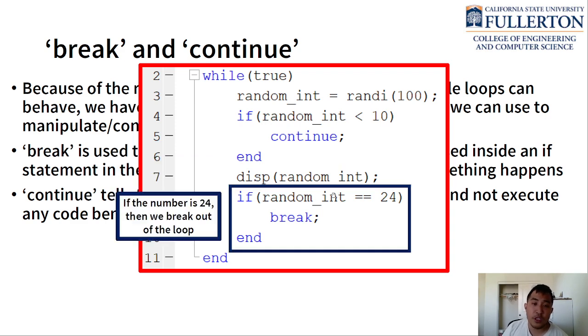And then finally, we reach the break statement. The break only occurs if the number that we reach is 24. So we have about a 1% chance each time to break out of the loop.